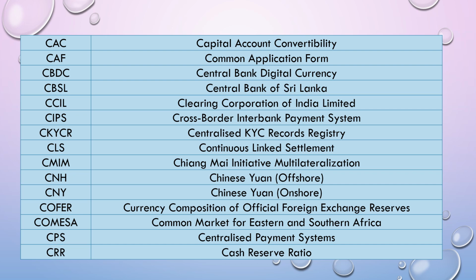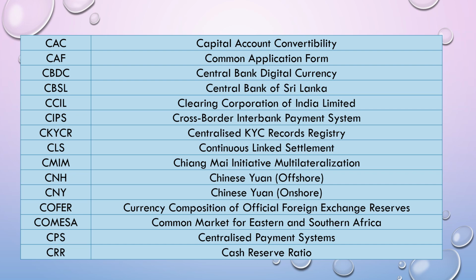On the other hand, the offshore market includes traditional yuan centers such as Hong Kong, that is a special administrative region of China, Singapore, London, and newly developed centers such as Luxembourg.